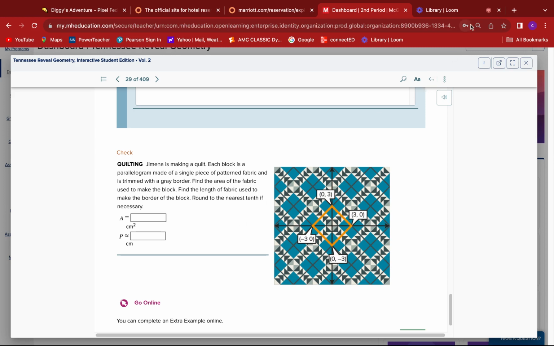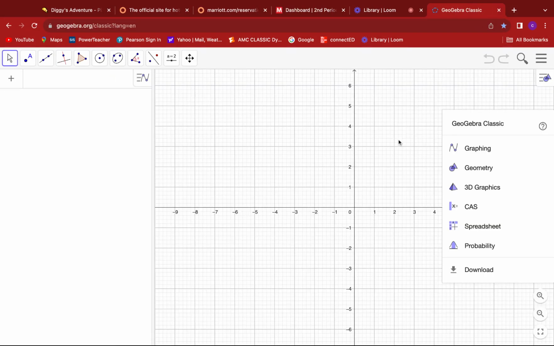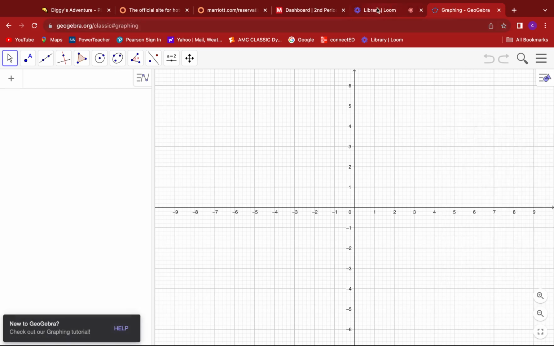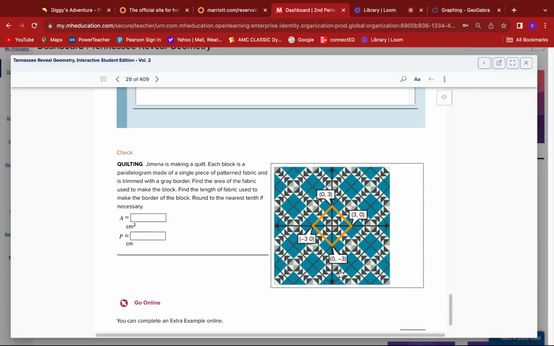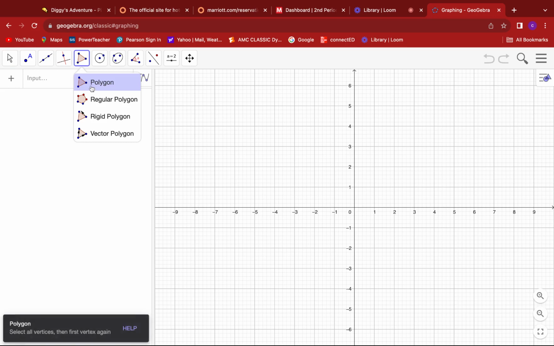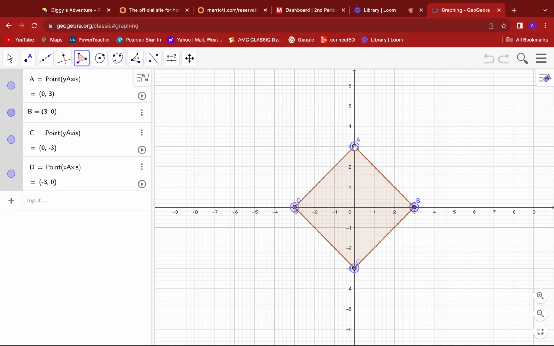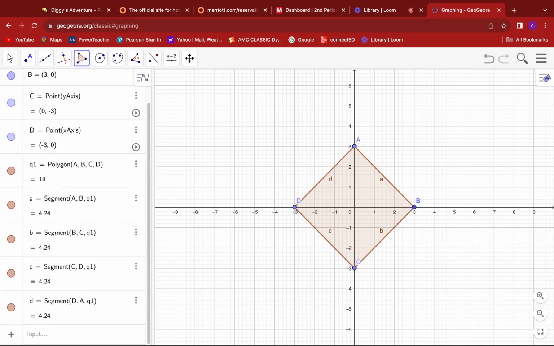Well, I'm going to open up my GeoGebra and draw this out. What are my dimensions? I need 3 all the way in every direction. No problem, I just want to make sure I have it big enough. Go to my polygon: over 0, up 3, 3, 0, 0, negative 3, negative 3, 0, and then straight back.